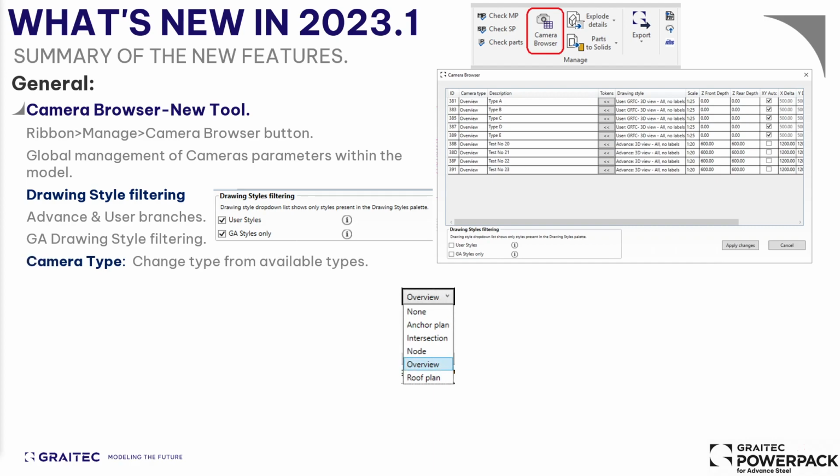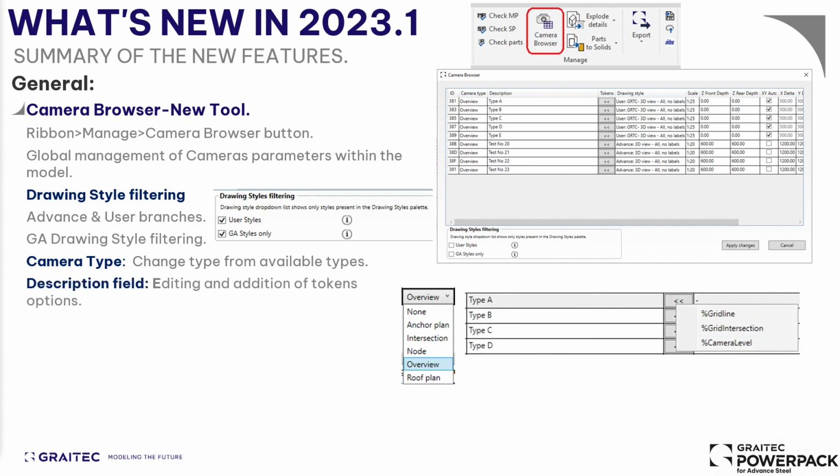So sort of trying to review the columns as we go across, obviously you can select the camera type, and from the drop down selector you can see the available list of cameras that are within your particular configuration, and you can change those as required. The next element is the description field, which is now available in here as well and can be edited. So if you want to make use of the token enhancements that we also did within the camera creator, you can actually add those elements in. So that's % grid line, % grid intersection, and % camera level.